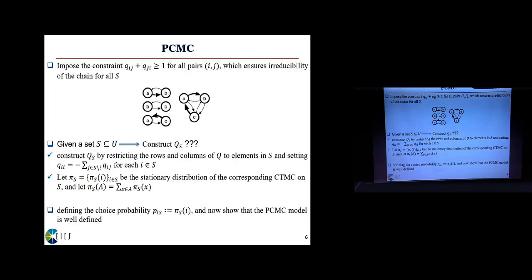So given a set S as a subset of U, we want to know if we can construct Qs. We can do that by restricting the rows and columns of Q to elements in the set, and set Qii as this expression. And pi of S is this, which is the stationary distribution of the continuous time Markov chain. So defining the choice probability pi_i^S, which is equal to pi^S of i, we now want to show that the PCMC model is well defined.